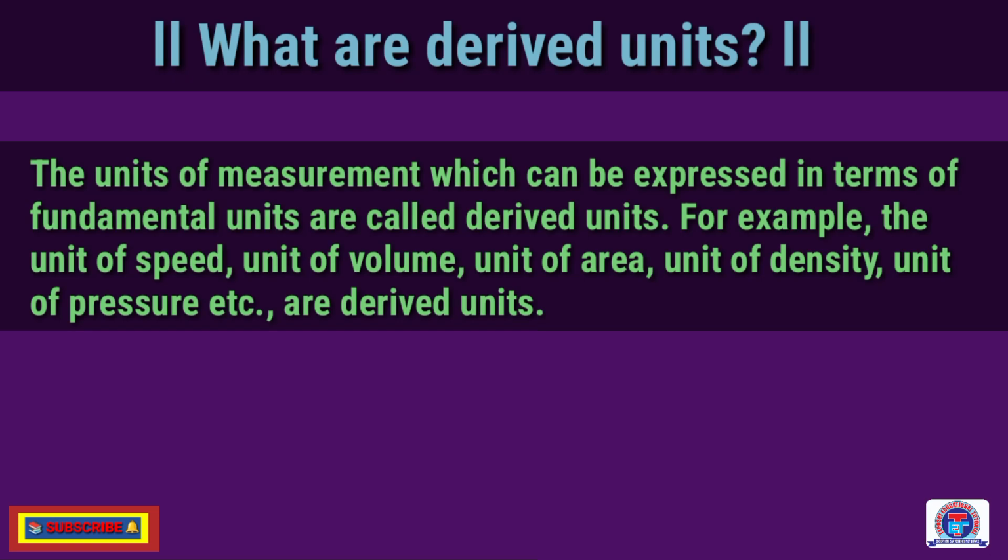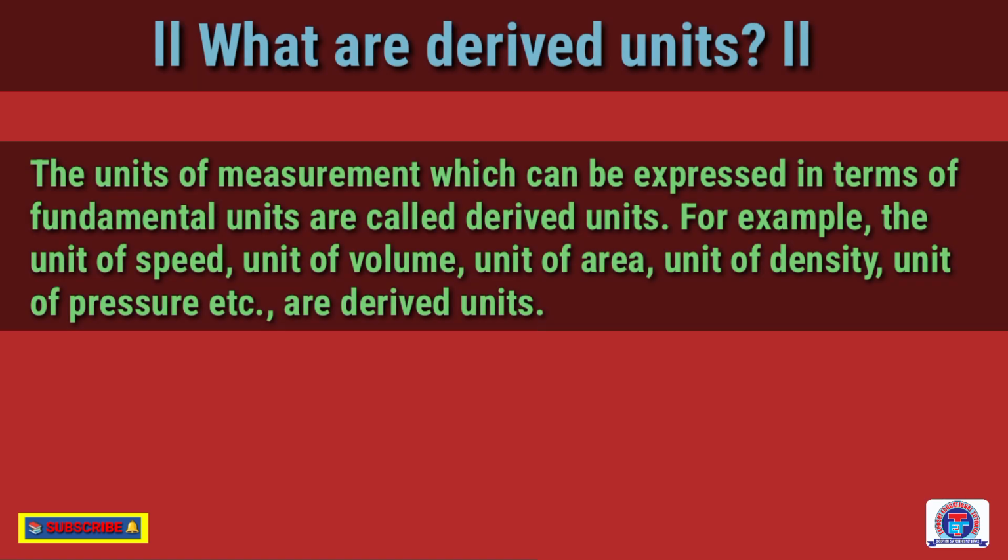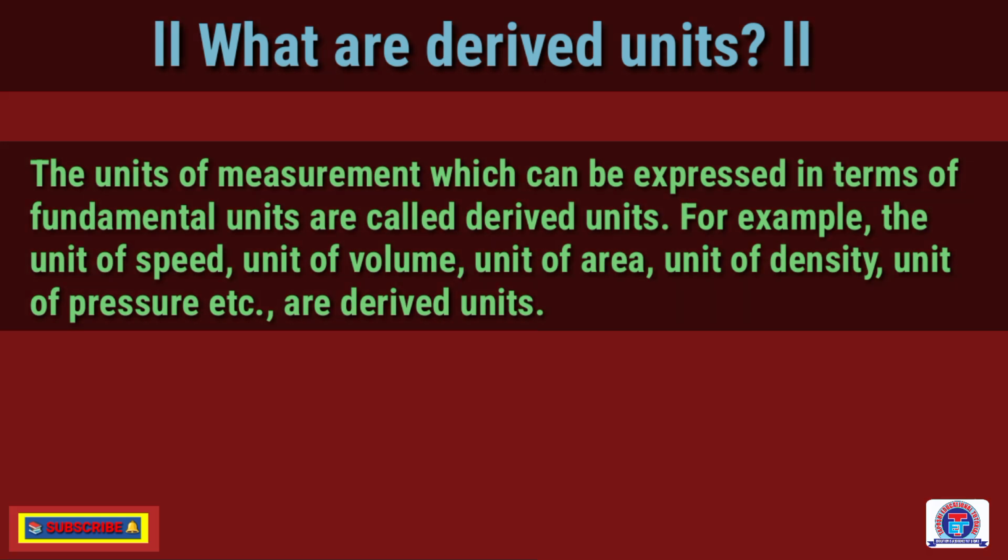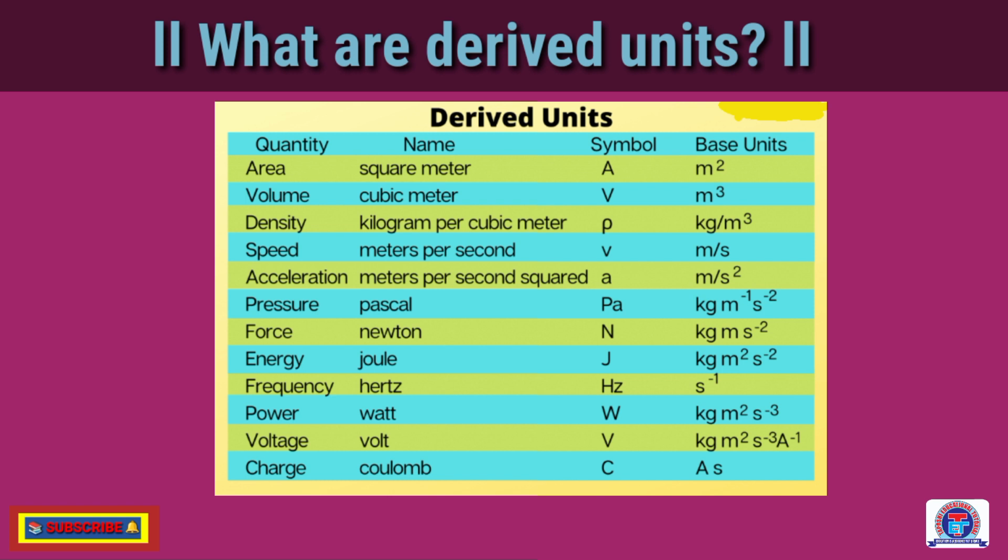Dear student, now I will discuss derived units. What are derived units? Units of measurement which can be expressed in terms of fundamental units are called derived units. For example, the units of speed, volume, area, density, pressure, etc. are derived units. All these things we can easily understand through a tabular form.